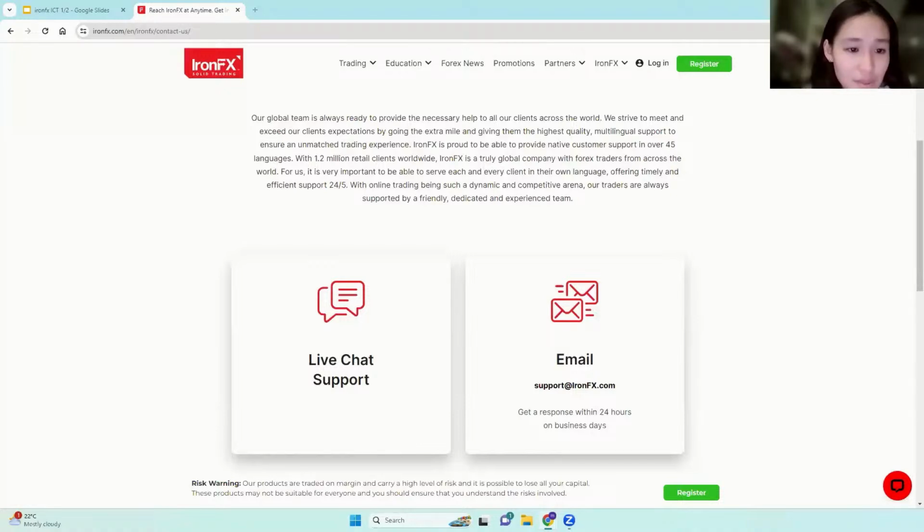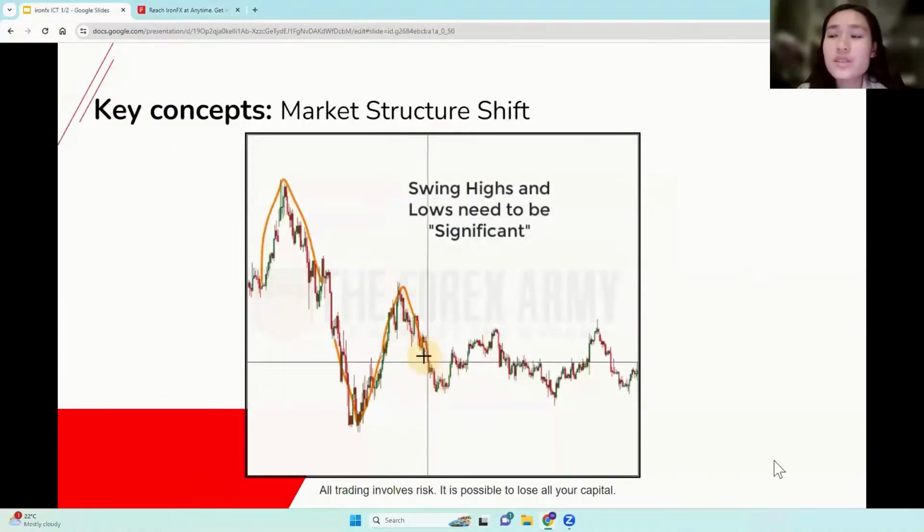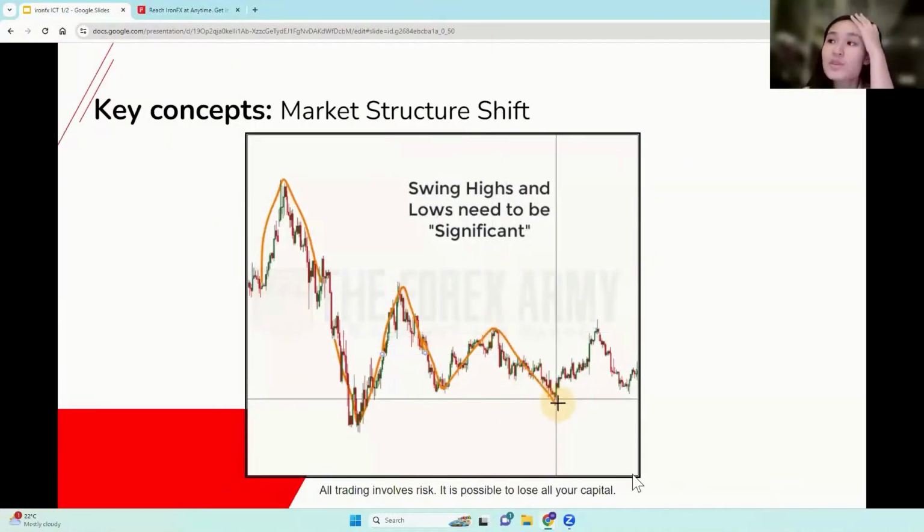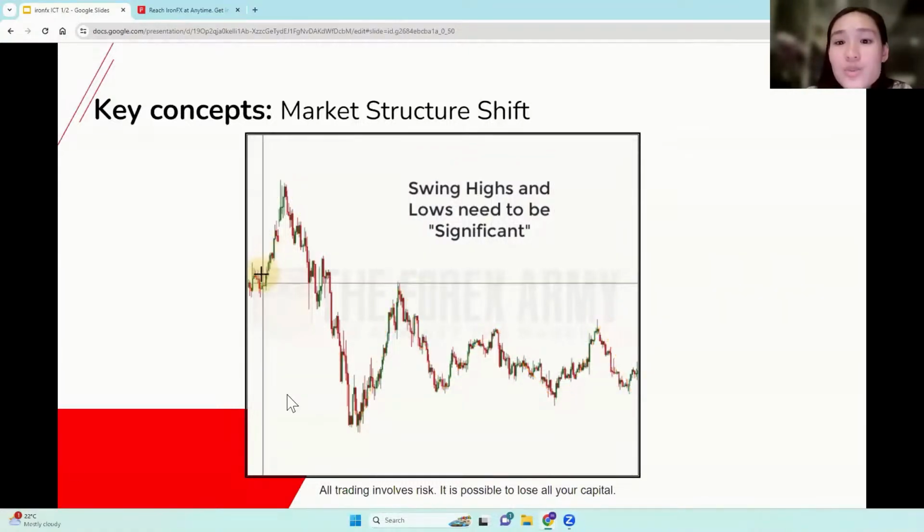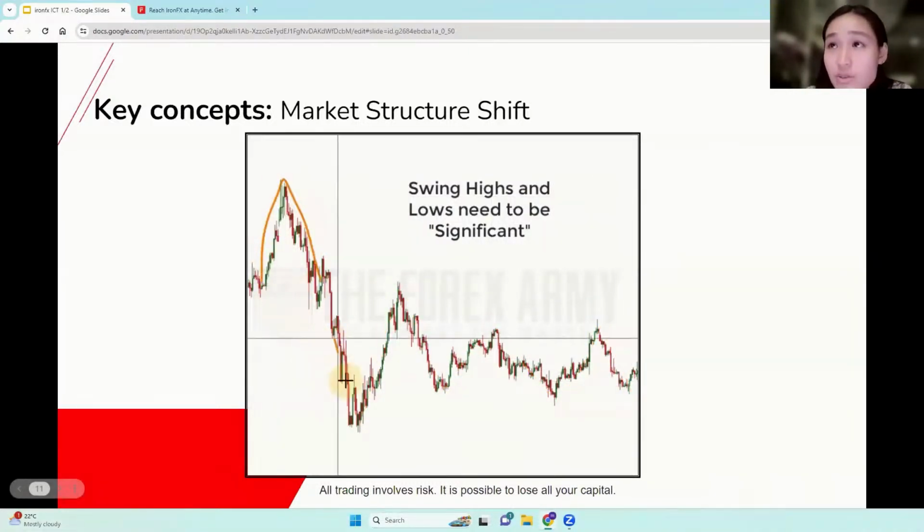Okay, another example would be of a clear market structure. This isn't. Oh, let me go back to my slides. Okay, so this is the GIF that I was talking about earlier. So you can see that there are very clear movements in price with clear swing highs and very clear swing lows as well.